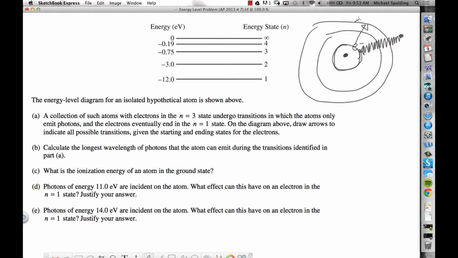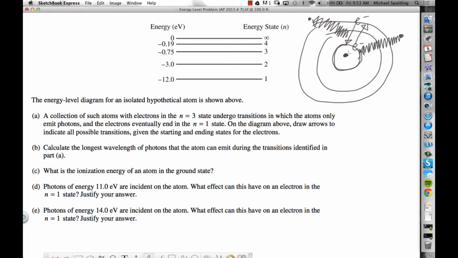Will the electron stay up there forever and ever? No, it's going to fall back down. When the electron falls back down, what happens? Energy is going to be released by the atom in the form of radiation called a photon. You know, all radiation is made up of these little bundles of energy called photons.